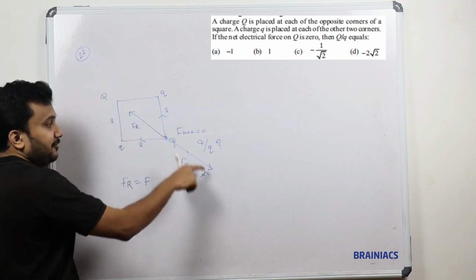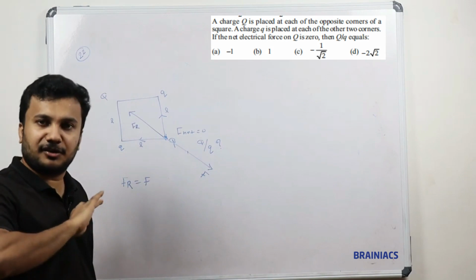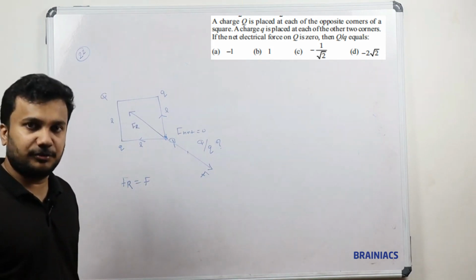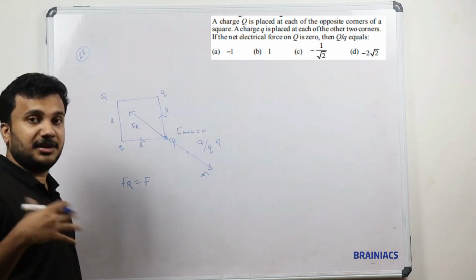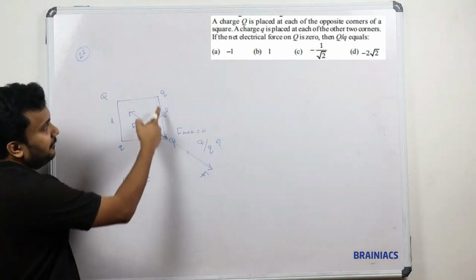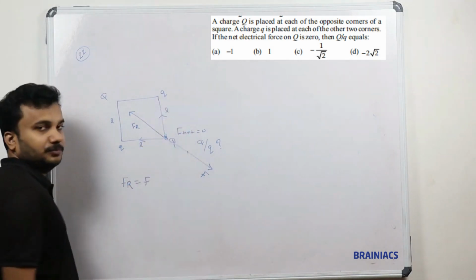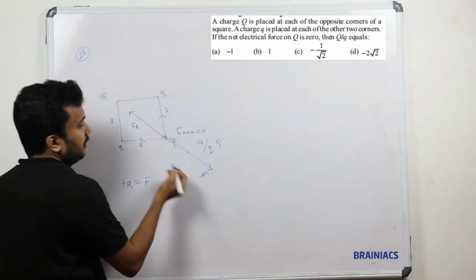Fr should not be in the same direction as F. If it comes like that, then there are no chances that the forces in the system will be in equilibrium, because two forces are acting in the same direction. What is Fr? Fr means the resultant of these two. These two forces will be there, and here one force will be there.